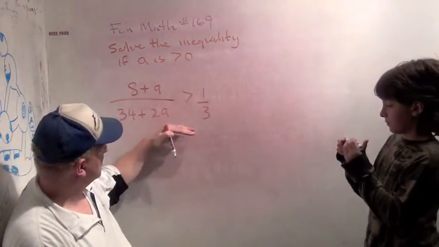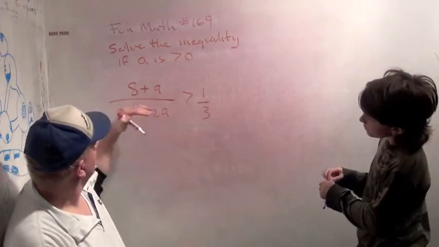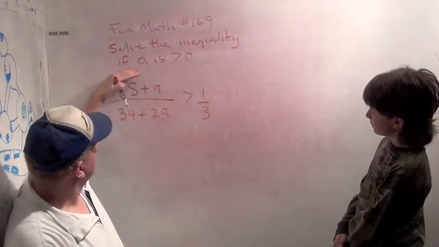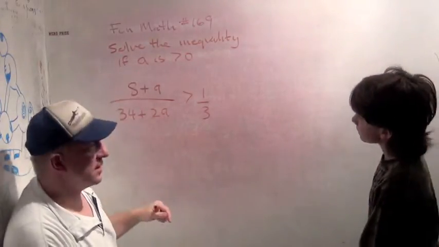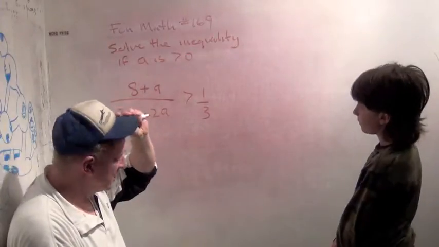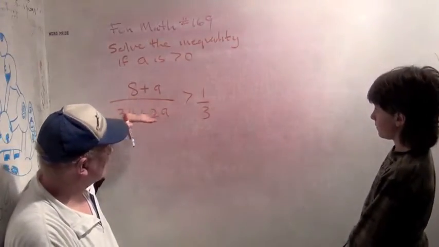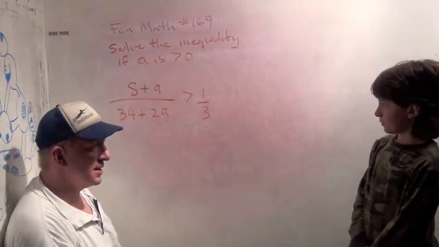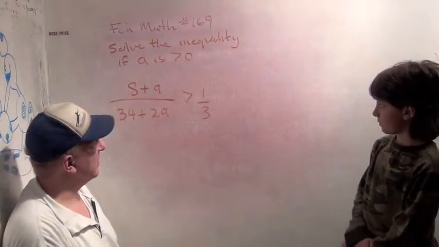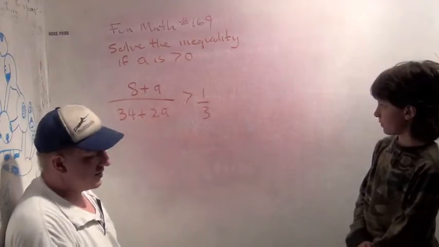Okay, we'll keep our equation on the board so we don't have to erase it. Solve this inequality if a is greater than 0. The reason I've made a greater than 0 is that we don't have negative fractions. This is a similar problem to one we saw in Art of Problem Solving section 9.5 today. So how are we going to solve this?